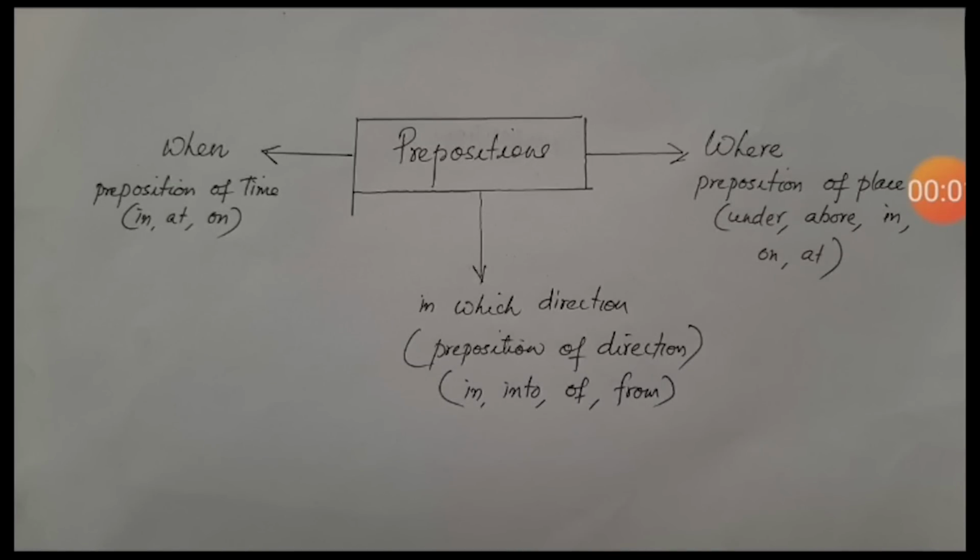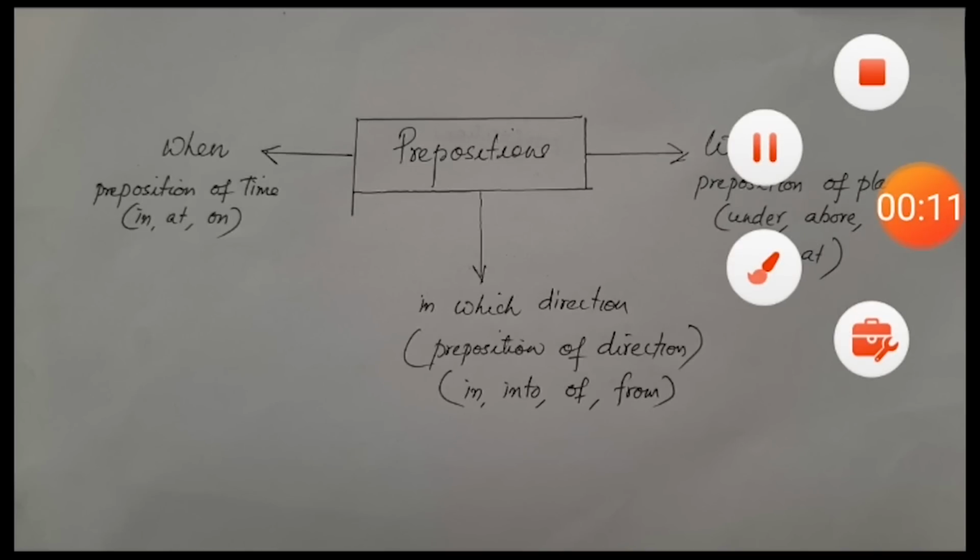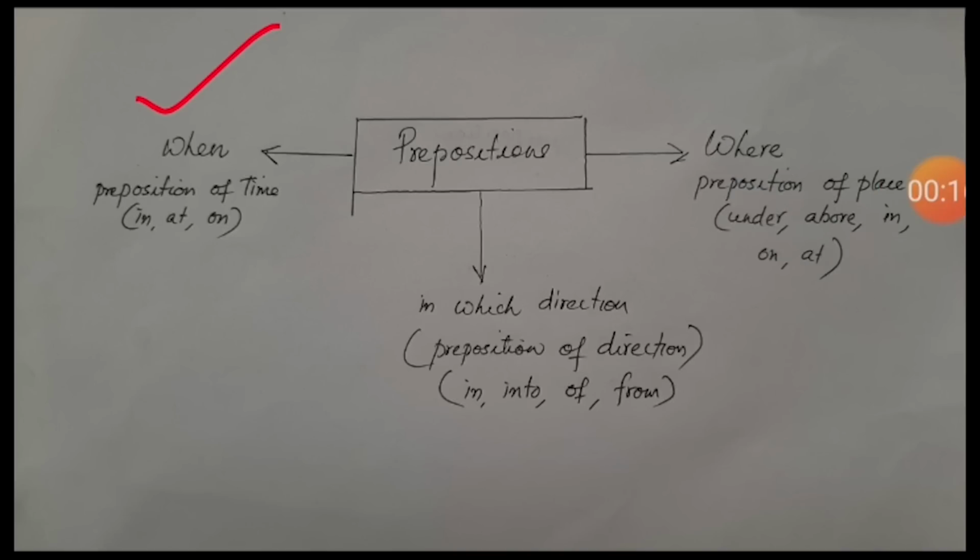Okay, say this. What are the different types of prepositions? Mainly there are three situations. The first one, when. What do you mean by when? That is, in which time the events or things happened. Or we can call it the preposition of time.